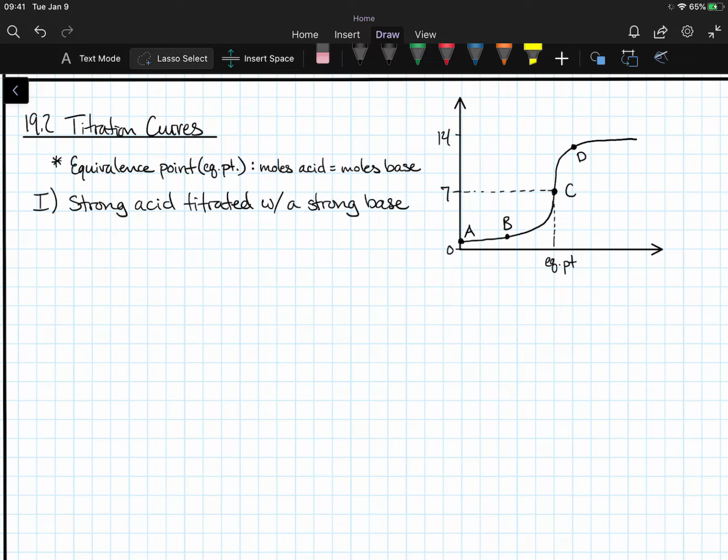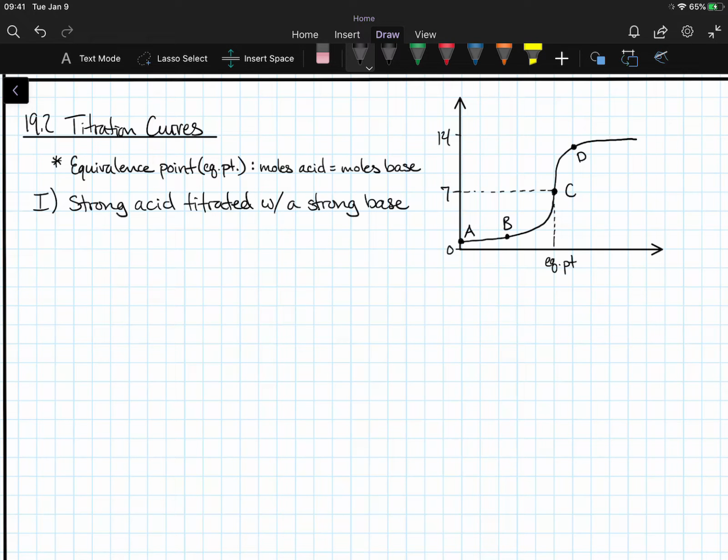Something to notice from the graph on the right is that at point C, our equivalence point in this case, for a strong acid, strong base titration, the equivalence point will always happen when the pH is 7. And we'll see that throughout this. So we're going to do 4 calculations. We're going to calculate the pH at point A before we've added any of our titrant. At point B, at some point before the equivalence volume. At point C, the pH at the equivalence point, and at point D, what the pH would be after the equivalence point.